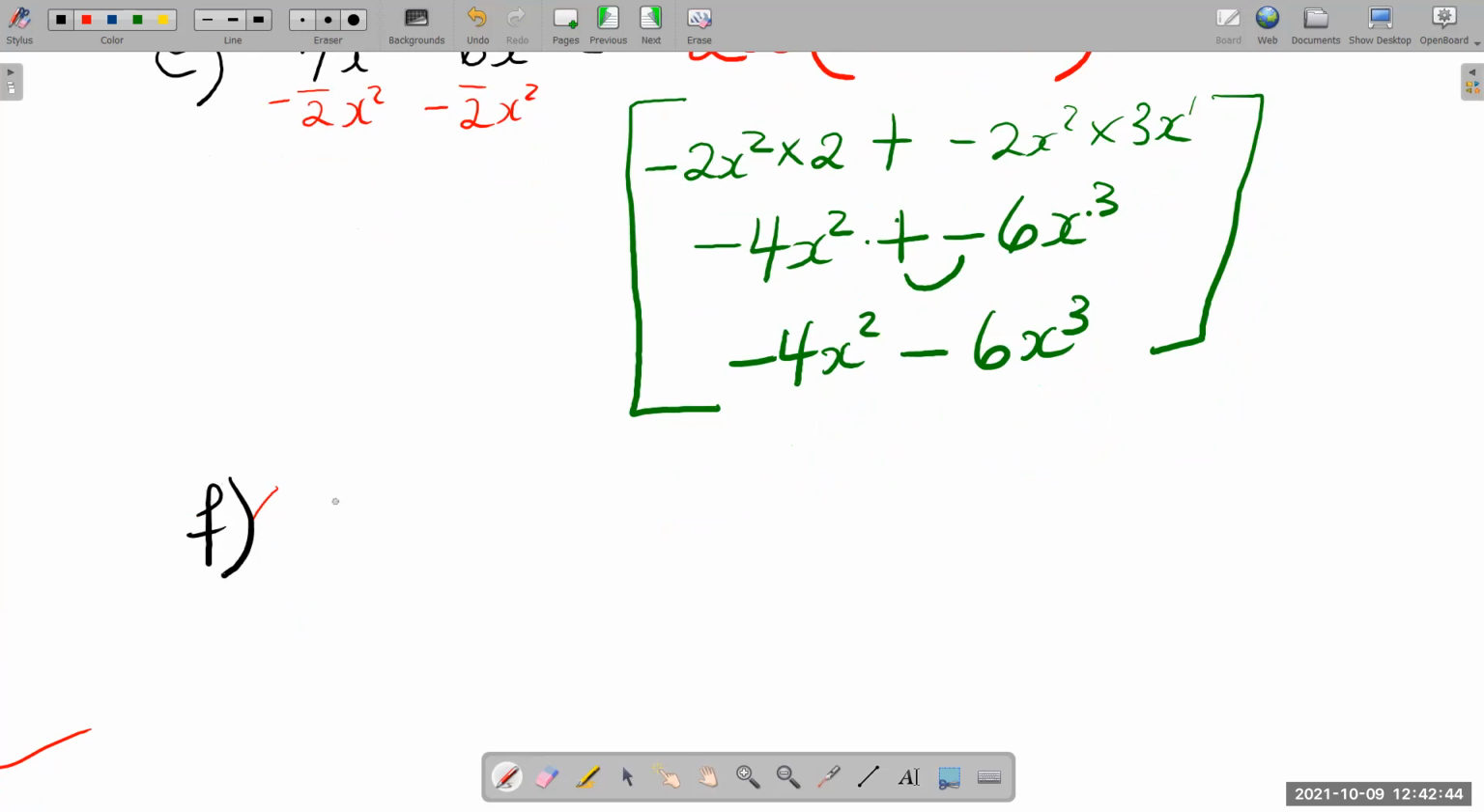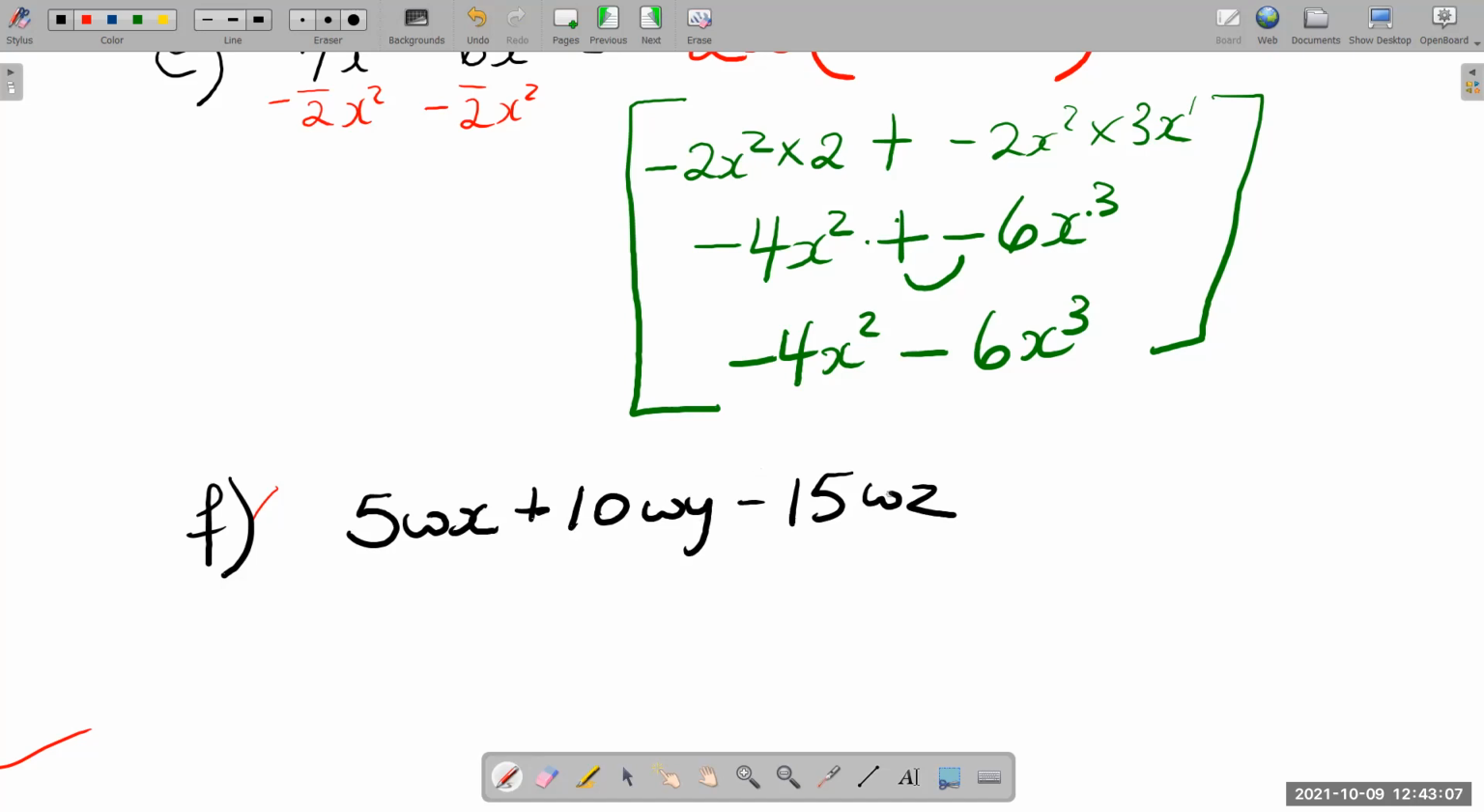F is something a lot more interesting and fun. So let's look at it. 5WX plus 10WY minus 15WZ. Again, what type of factorization are we going to use?